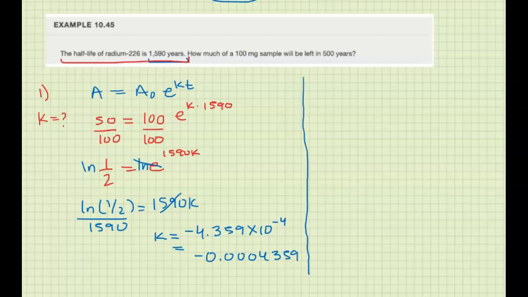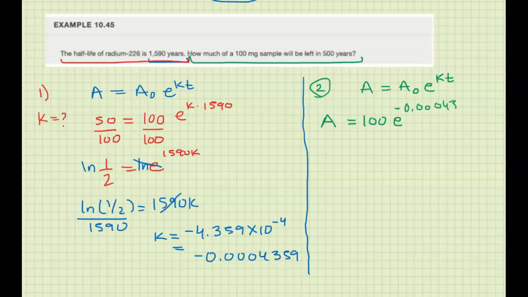Alright, now part 2, we're going to go back to this equation and see what it says. How much of a 100 milligram sample will be left in 500 years? We've got to figure out how much of this, if I start with 100 milligrams, and now I know the k value is negative 0.0004359 in 500 years, times 500.